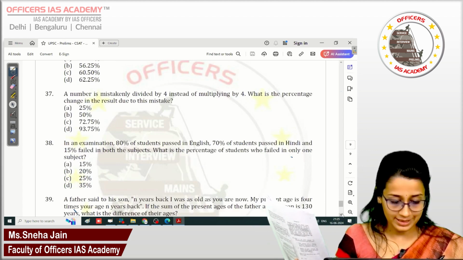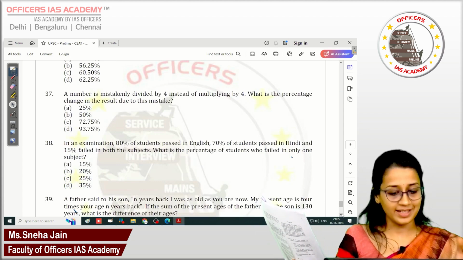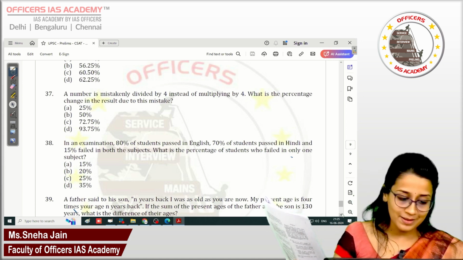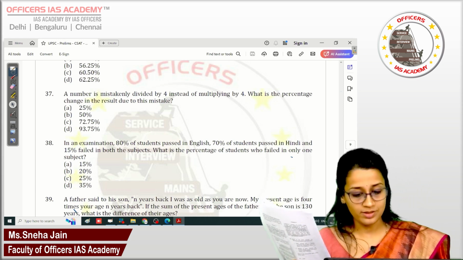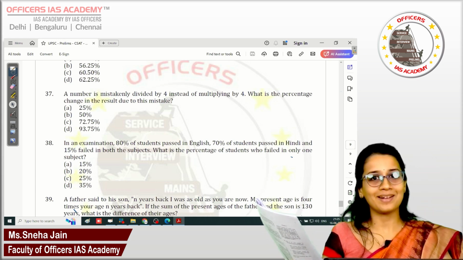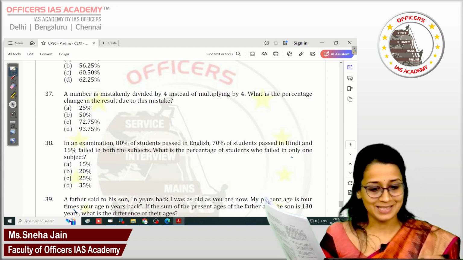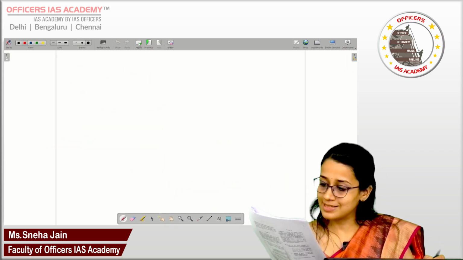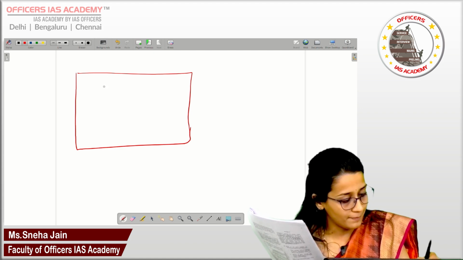Question number 38. In an examination, 80% students have passed in English, 70% students have passed in Hindi, and 50% have failed in both the subjects. What is the percentage of students who failed in only one subject? Okay, again, Venn diagram, percentage, going back to the previous year's model, very simple question. So we will look at the answer. So what does it say? It says in an examination, you will draw a Venn diagram.